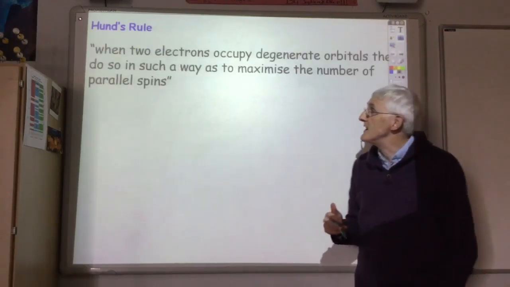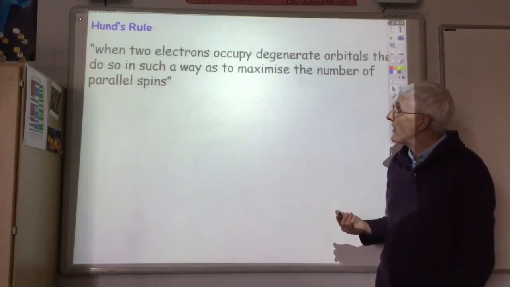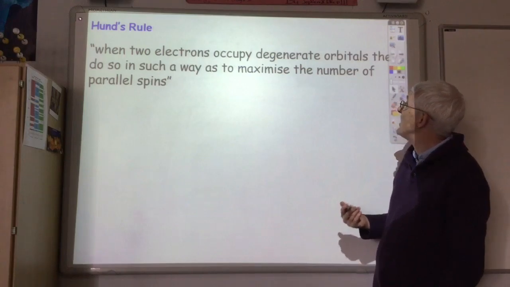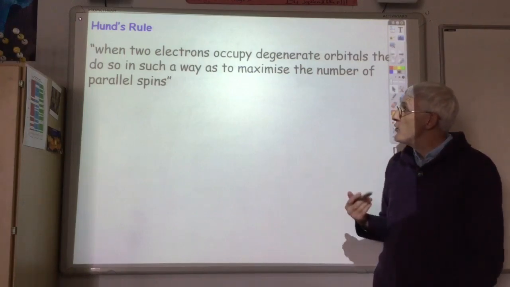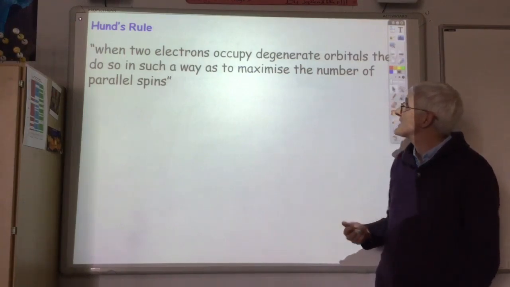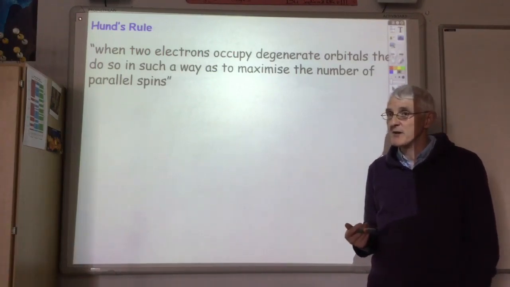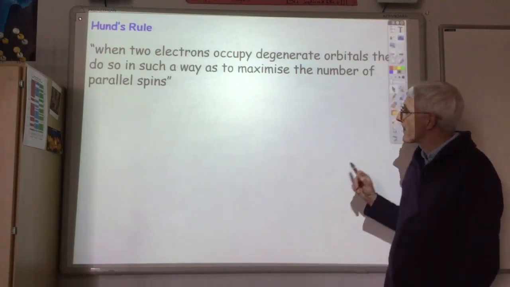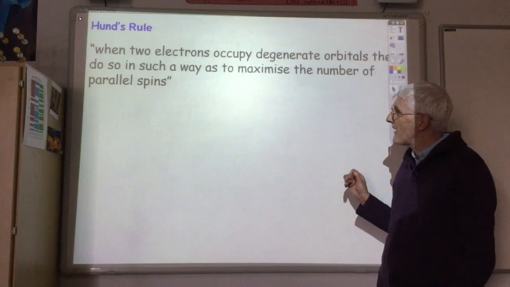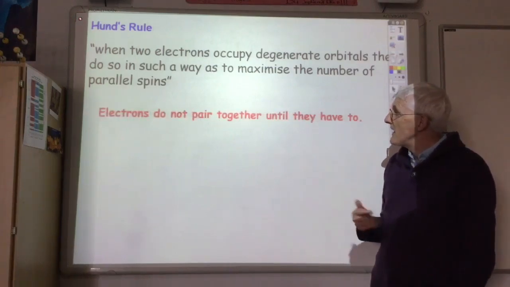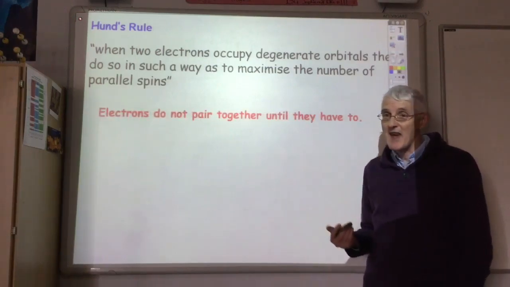And Hund's rule states that when two electrons occupy degenerate orbitals, they do so in such a way as to maximise the number of parallel spins. One way of thinking of that is that electrons do not pair together until they have to.